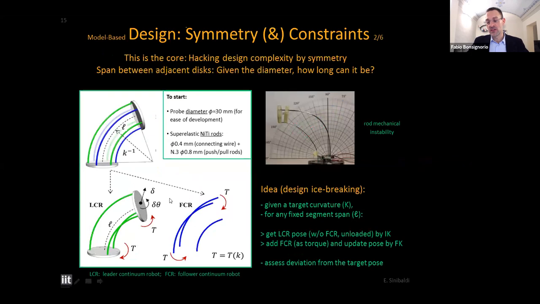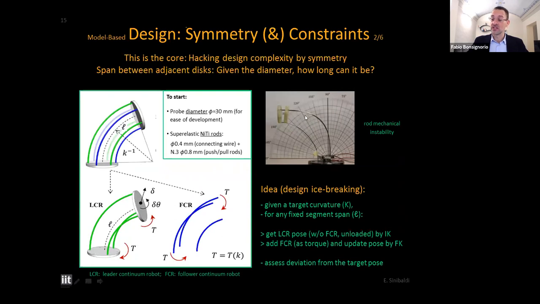So I introduce a simple model that ideally splits the deployment of the leader from the one of the follower. Here the idea is that whenever the leader achieves a circular shape with a given curvature K, the action on these disks corresponds to pure torque regardless of the length of the span, this parameter L. However, if this length is too long, over a given threshold, this becomes very compliant. So whenever the follower catches up, the leader wouldn't be able to keep this pose and will distort and produce these kinds of instabilities.